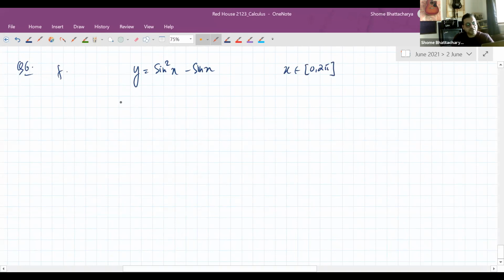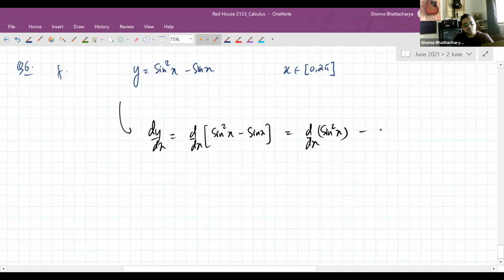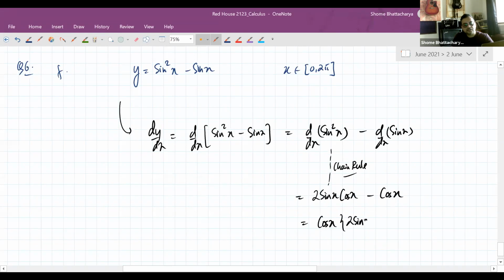So the first step is the differentiation of the function, which is the differentiation of sine square x minus sine x. So that is differentiation of sine square x minus differentiation of sine x. This one will be by chain rule. Sine square, so the differentiation of something squared is 2 times of that. It's like z square, so differentiation of z square is 2z into dz by dx. So z is sine x, and dz by dx is cos x. So you can write this as cos x into 2 sine x minus 1. Okay, so this is my derivative.